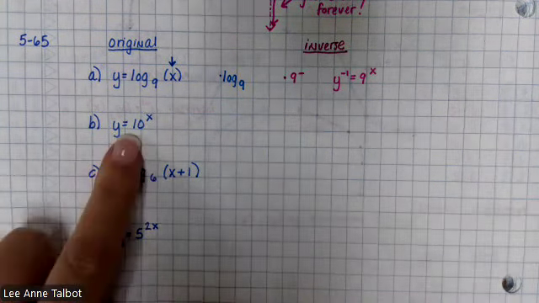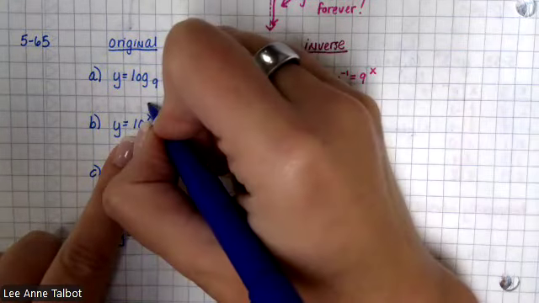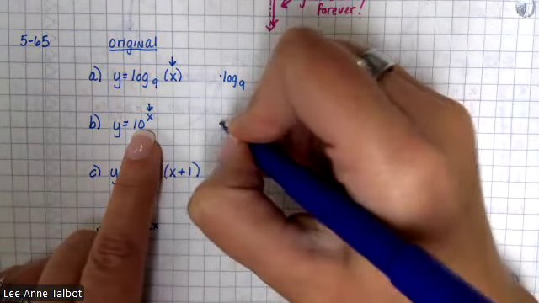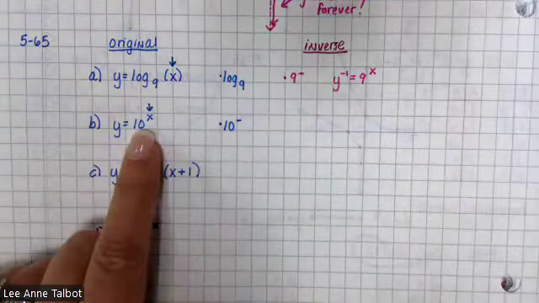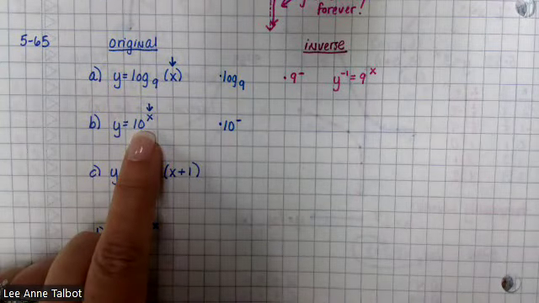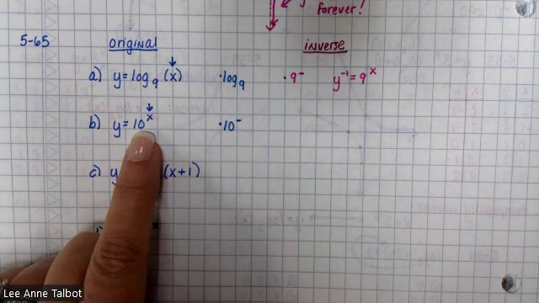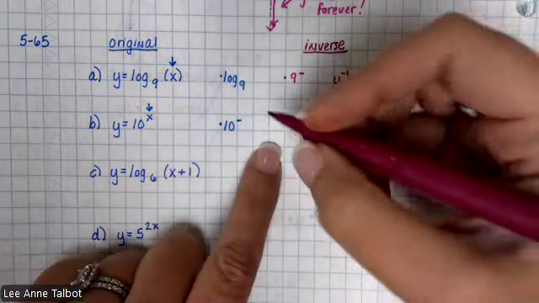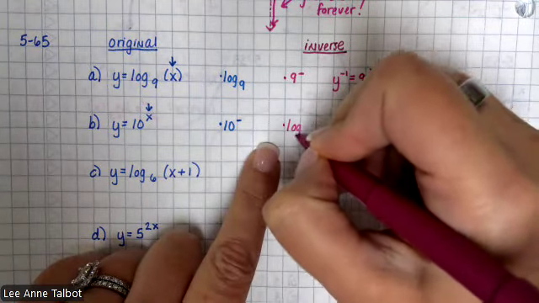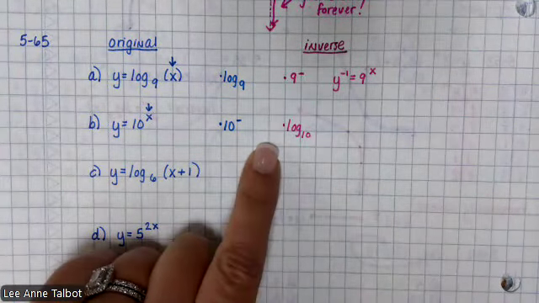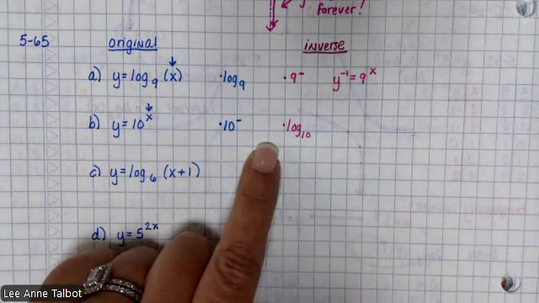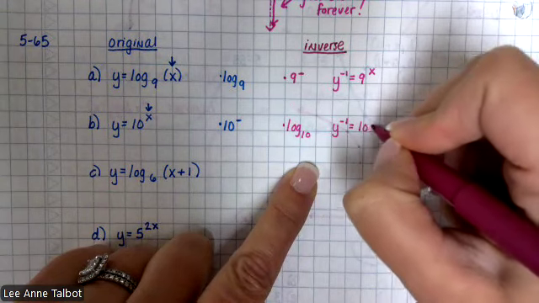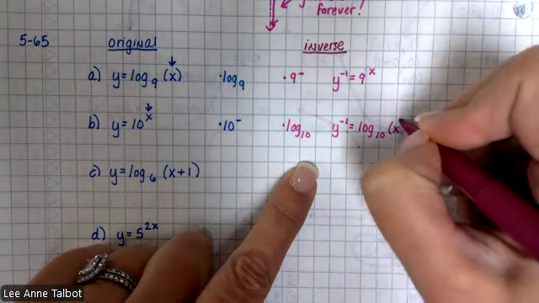Okay, B. When I plug a number in for X, there's only one thing that happened to it, 10 to the power. How do I undo 10 to the power? Log base 10. You're getting it. So that means the inverse is log base 10 of X.